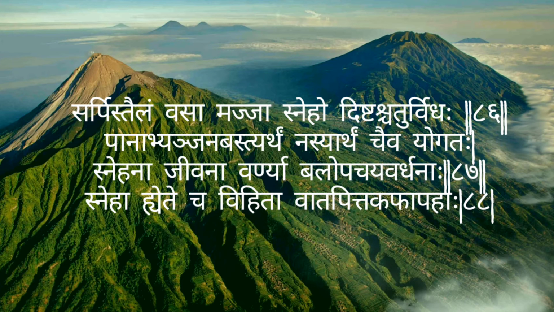And Sneha Dravyas are Sarpi, Thaila, Vasa and then Majja, all together named as Mahasneha. When you combine two Snehas, it will become Yamaka. When you combine the three Snehas, it will become Trivrit.